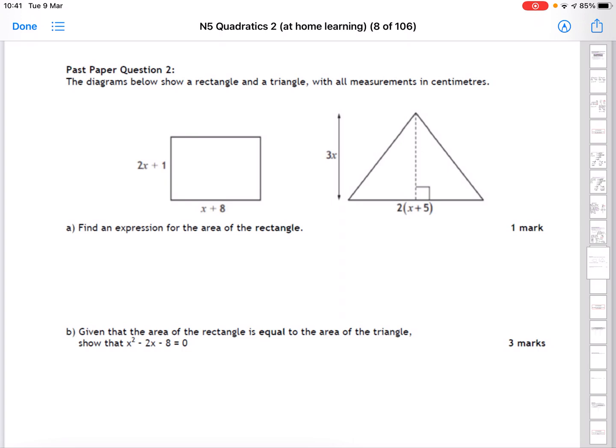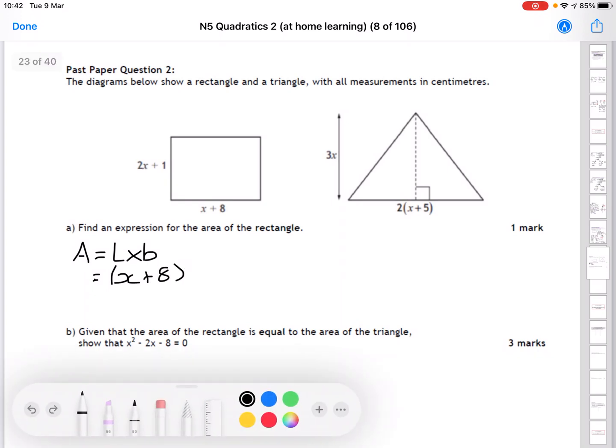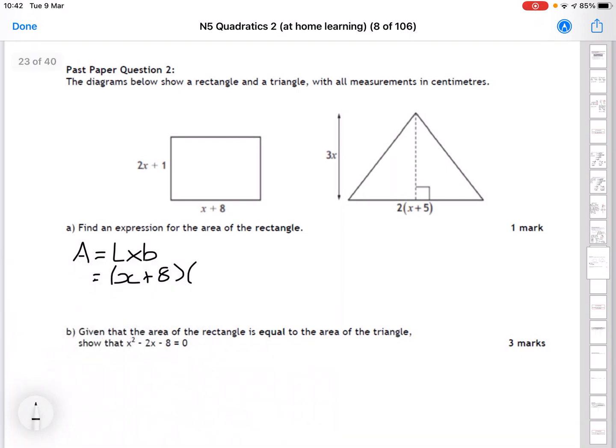First part of this question is a little 1 mark question, and it says find the expression for the area of the rectangle. So area of a rectangle at its simplest is length times breadth. So all we would need to do is multiply our 2 sides. So x plus 8 times 2x plus 1. Okay, that would be it.